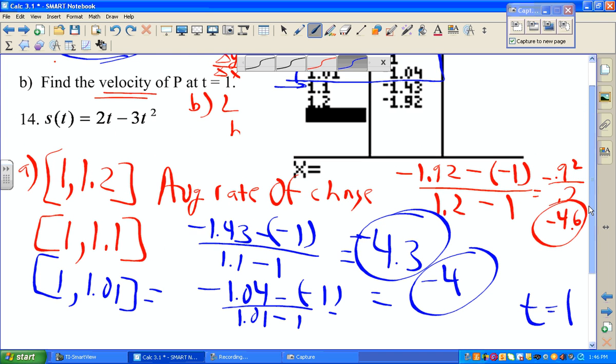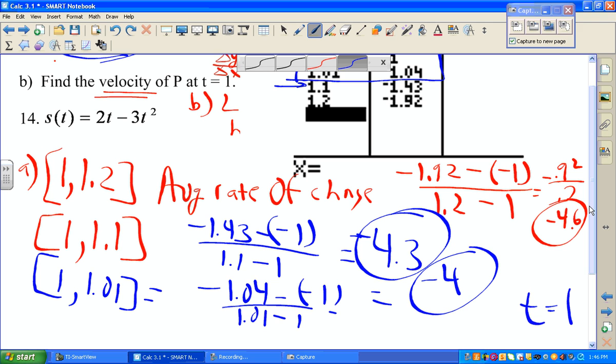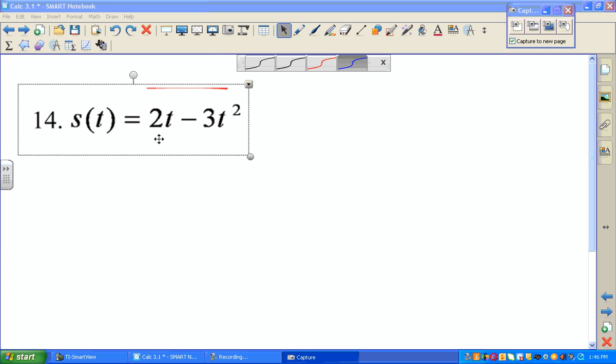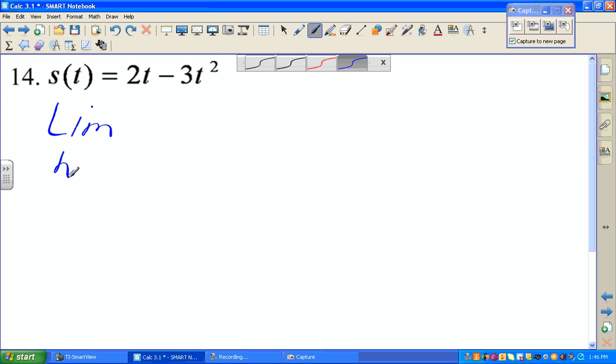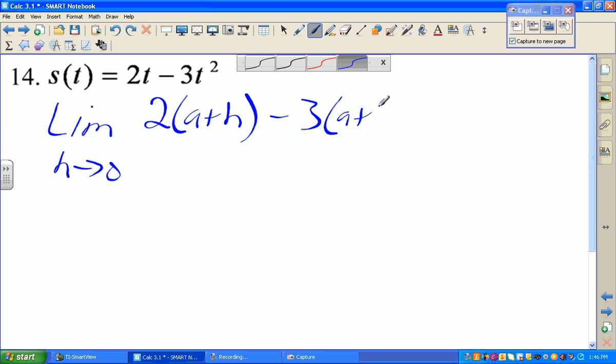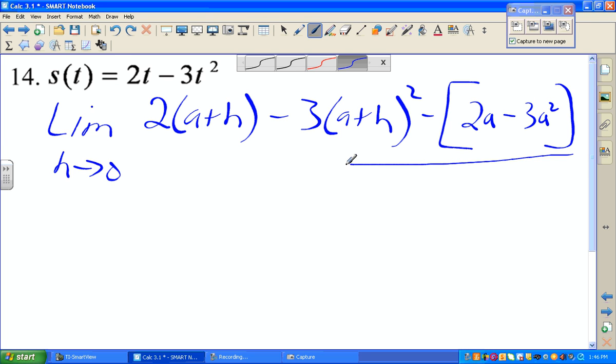Now, for some of you, this is the first time you've had this difficult of an equation to do as far as finding the slope of the tangent line. So watch very carefully the algebra. Ready, Graham? Good. Limit as h goes to 0 of 2 times (a plus h). You have to put the a plus h in for both of them, not just one, but for both. Minus 2a minus 3a squared, all over h.